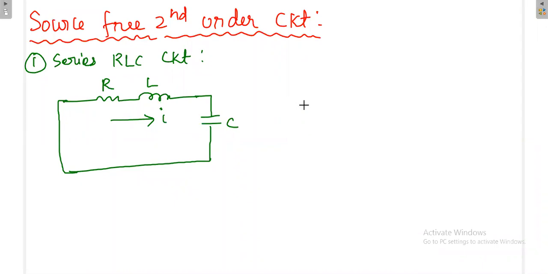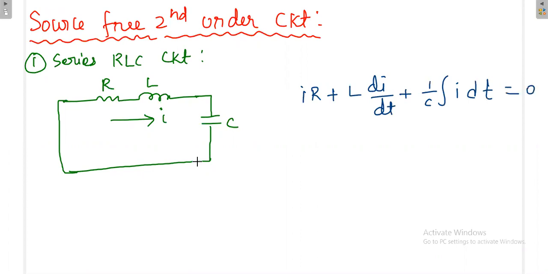That is IR, the voltage across the resistance. Then the voltage across the inductance is L di by dt, and the voltage across the capacitor is 1 by C integral of I dt. Even if you take the current in the opposite manner, you will still get this same equation. We are just assuming some current is there in the loop, and then we will see the nature of that current.